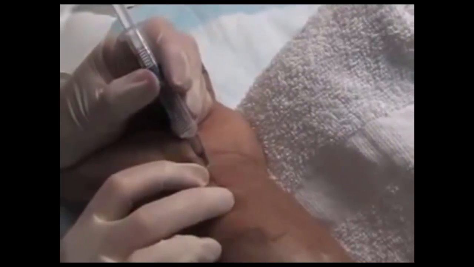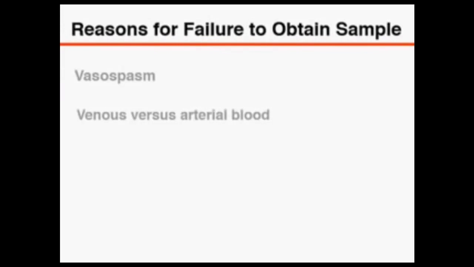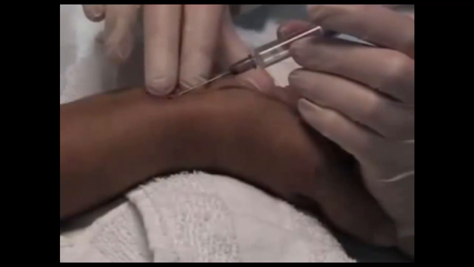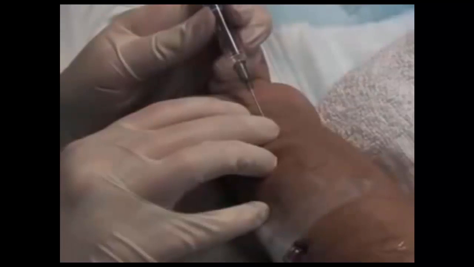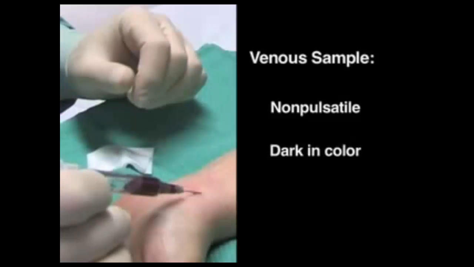The most common technical difficulty associated with radial arterial puncture for arterial blood gas analysis is failure to obtain a blood sample because of vasospasm, or obtaining venous instead of arterial blood. If vasospasm is suspected, abort the procedure and reattempt it on the other wrist. A blood sample is likely to be venous if it is non-pulsatile and dark in color and it flows slowly.